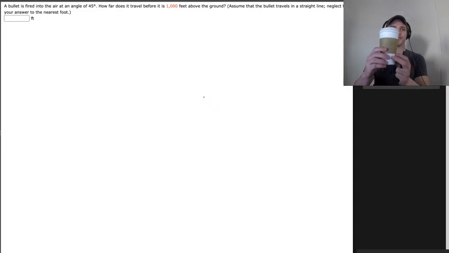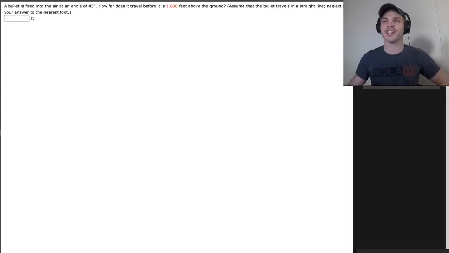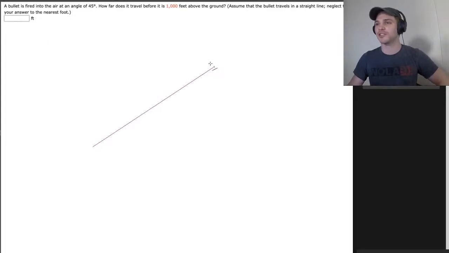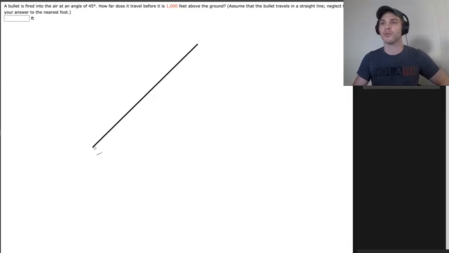Coffee delivery service. Okay, a bullet is fired into the air at an angle of 45 degrees. How far does it travel before it is 1,000 feet above the ground? Assume that the bullet travels in a straight line, neglect the forces of gravity, and give your answer to the nearest foot. So the forces of gravity are negligible in this one. The bullet travels in a straight line, so we want it to be 45 degrees with the horizontal.